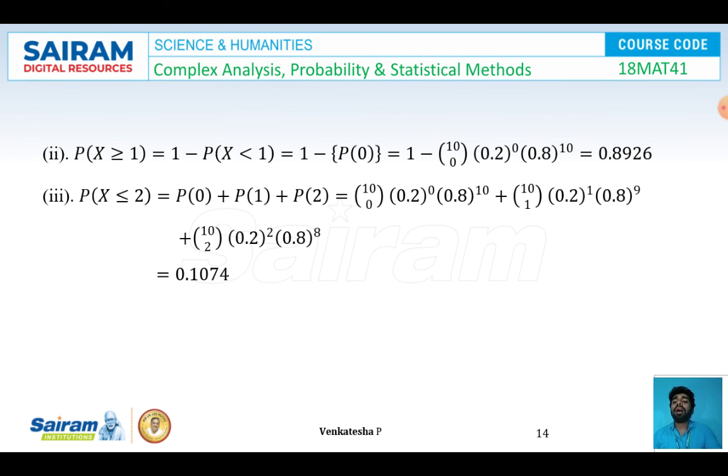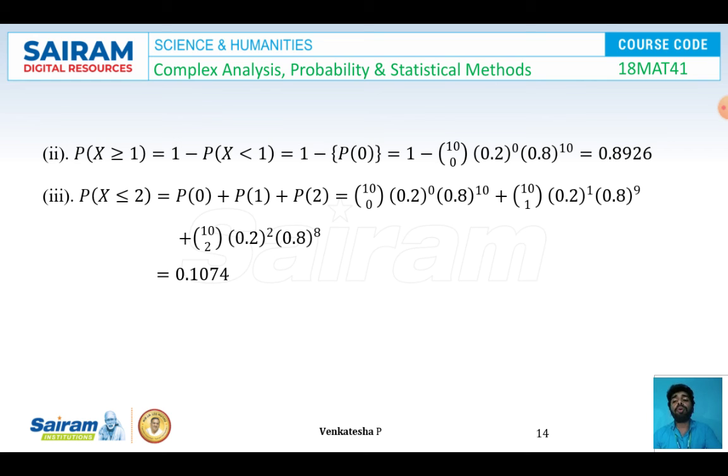Next one, at least one line is busy. At least means we have to use the greater than or equal to symbol, that is P(X≥1). It will be equal to 1 minus P(X<1). This is nothing but 1 minus P(0). So I got 1 minus 10C0 (0.2)^0 (0.8)^10. After simplifying I got the value 0.8926.